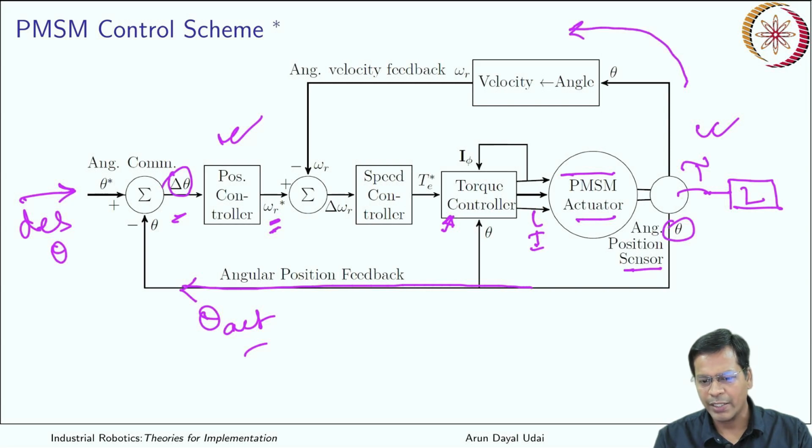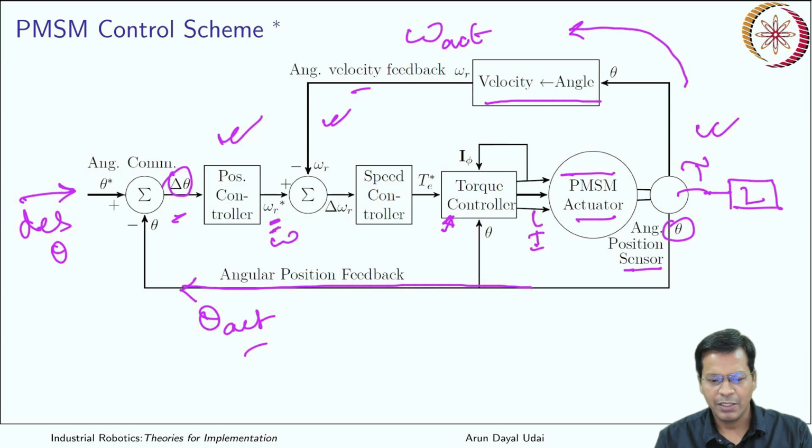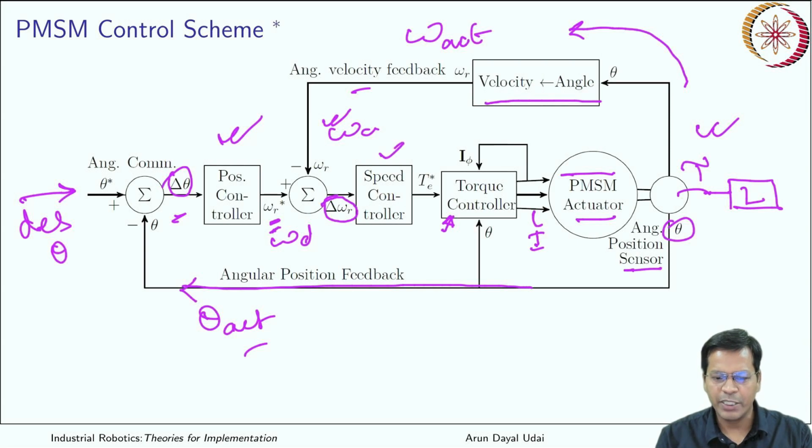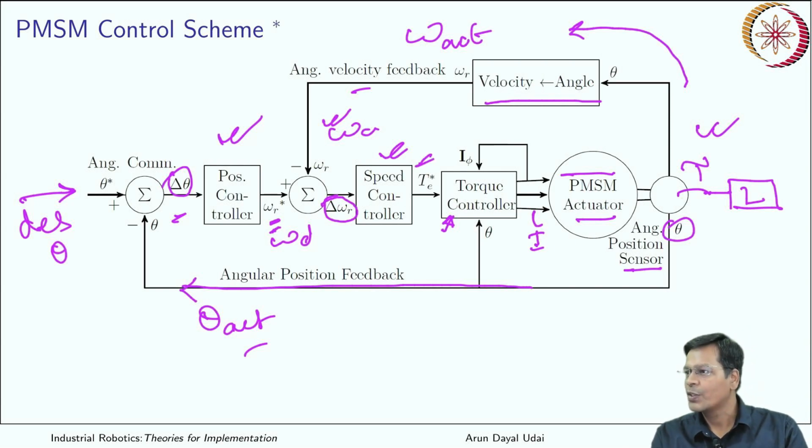Now you have the actual angle which is going here, and you are calculating, maybe with a differentiator circuit, omega, that is the angular velocity of the shaft. This is the actual omega which is fed back over here. So this is the actual omega, this is the desired omega. You take the difference between those two angular velocities, and it is fed to the speed controller. The speed controller gives you an output in terms of torque.